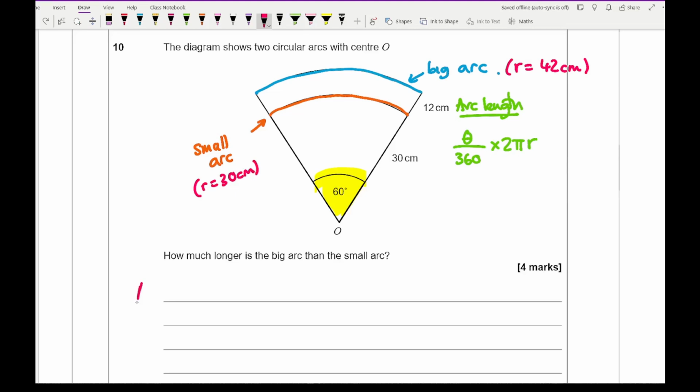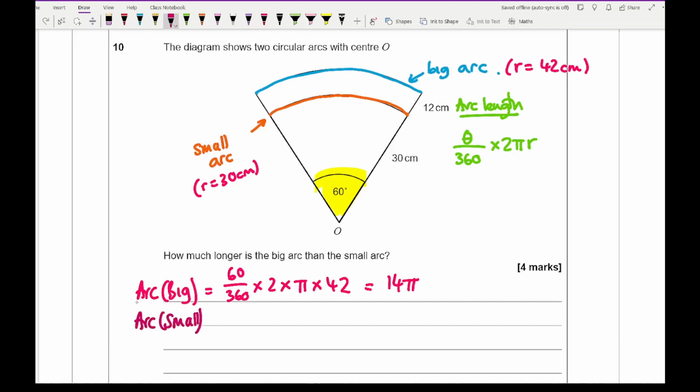So then working out the arc length of the big one, that's going to be 60 over 360 multiplied by 2 multiplied by pi multiplied by 42, and if I type that into my calculator, I get 14 pi. Then with the small arc, let me just write that again. So we've got small arc, that's going to be 60 over 360 multiplied by 2 multiplied by pi, but this time multiplied by 30. Type that into my calculator and I get an answer of 10 pi.